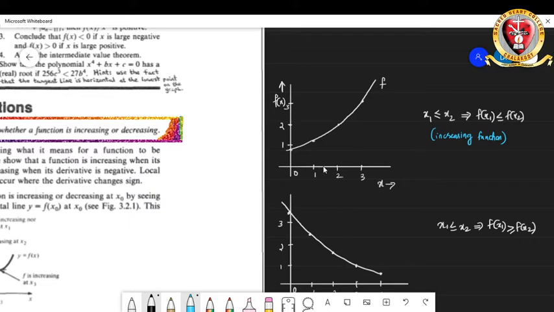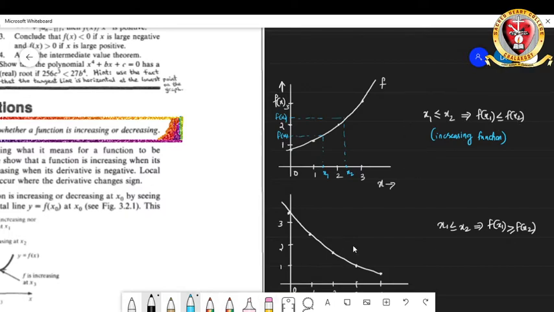So suppose our x1 is here and x2 is here, you know that the corresponding value of the function will be f of x1 here, and similarly the value of f of x2 will be here, right? This will be f of x2. That's what the definition says. That is, if x1 is less than or equal to x2, that will definitely mean f of x1 is less than or equal to f of x2. Okay.